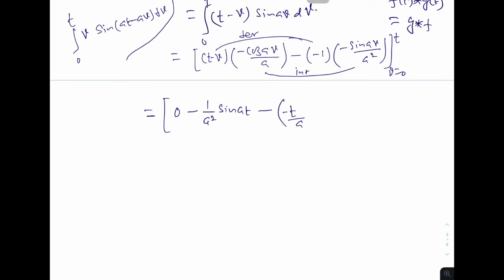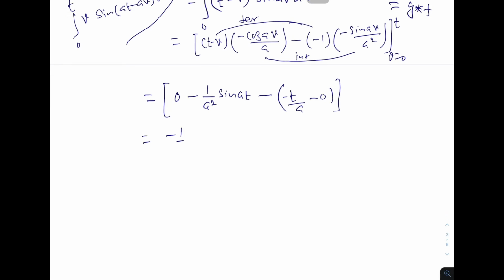Now here, three times minus, but sine 0 is 0, so that part is 0. And so this is equal to minus 1 over a squared sin at, and this is minus minus plus t by a. So that is our answer. So that is the inverse Laplace transform of a over s squared times s squared plus a squared.